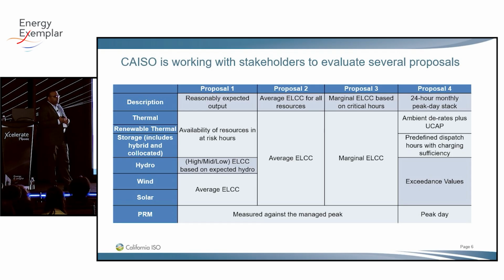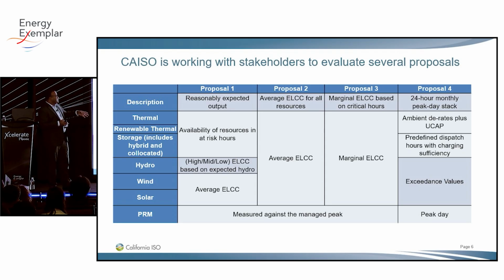And then for wind and solar, we wanted average ELCC values applied on a monthly basis. So it's not a single value for the entire year, but you get monthly because our program at the ISO is a monthly RA construct. So proposal 2 is basically average ELCCs for all resources.